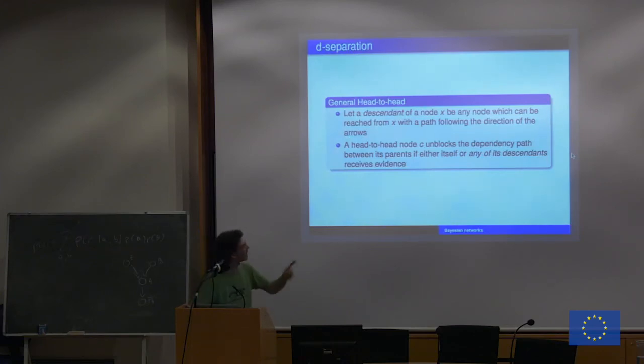Okay? So the general rule is a head-to-head node C, okay, basically makes the two parents dependent, even if not C itself, but any of its descendants is observed. Okay? So a consequence of C itself.